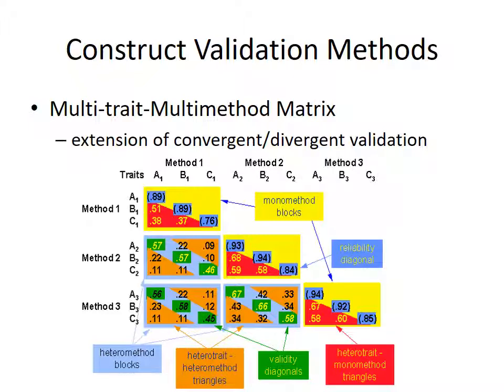You could have 4 traits, you could have 4 methods, you could have 4 traits and 3 methods, you could have 2 methods and 6 traits. But the idea is that you have traits that measure the same thing, similar things, dissimilar things. And then you have multiple methods of measuring them. So for example, methods in this case is, for example, a pen and paper test versus an in-person interview versus an interactive online test. So those are 3 different methods.